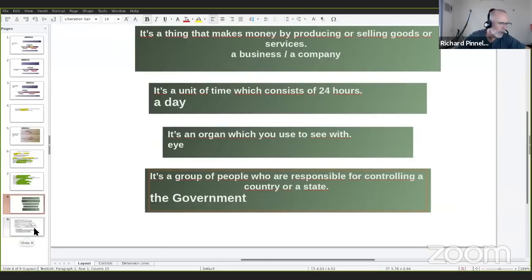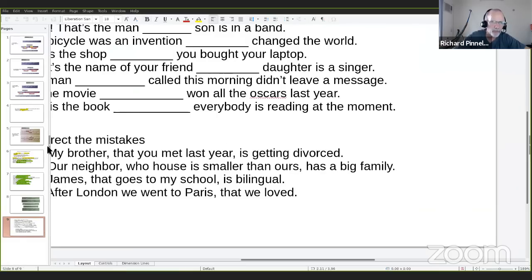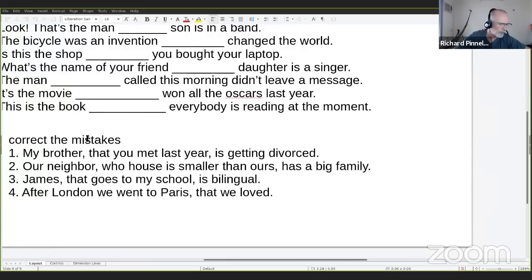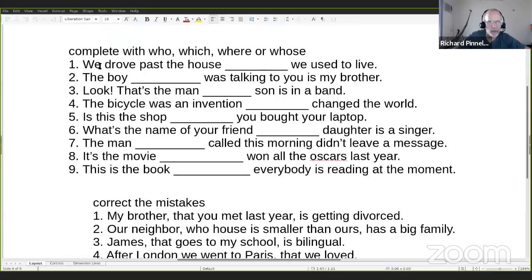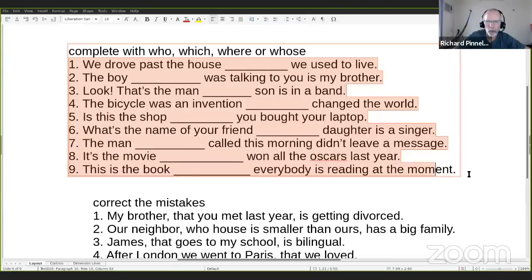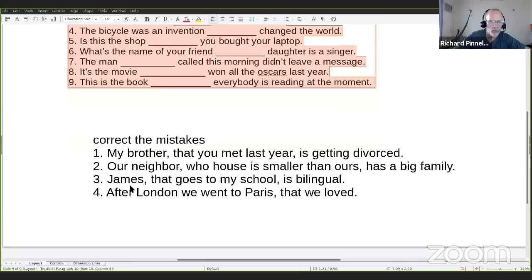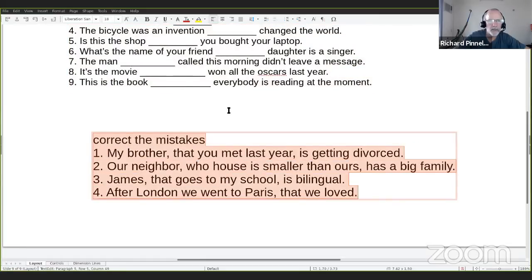Okay, let's carry on with some more questions. In these ones here, we need to put the correct relative pronoun. The correct relative pronoun. Let me just make these smaller because they're too big.